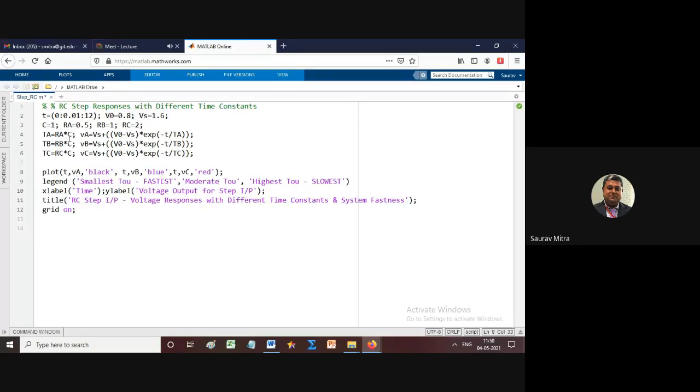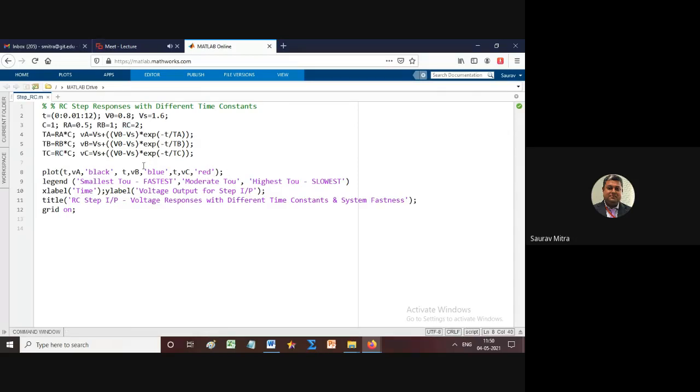First case, it is Ra into C, so Ra is 0.5, and C is constant. Sorry, we are actually changing the Ra value, and C is equal to 1. So first case, it is the fastest waveform because Ra is smallest. Second case, it is a little slower, and third case, it is slowest. Ra, Rb, Rc are nothing but resistance A, resistance B, resistance C.